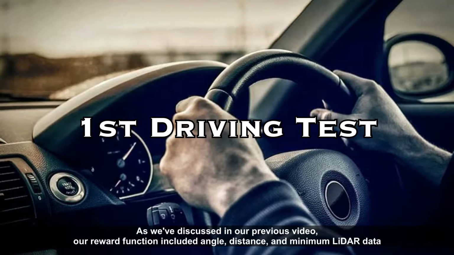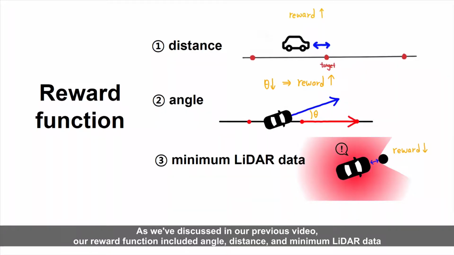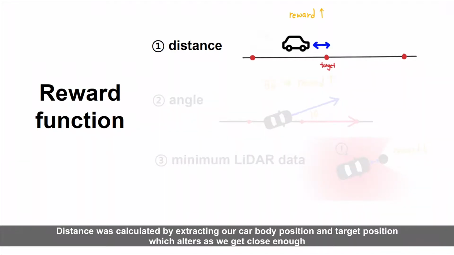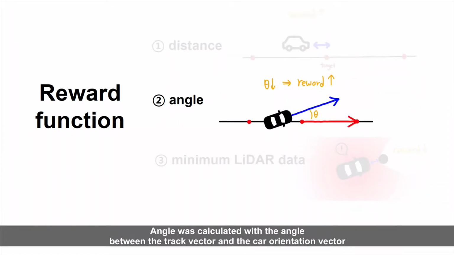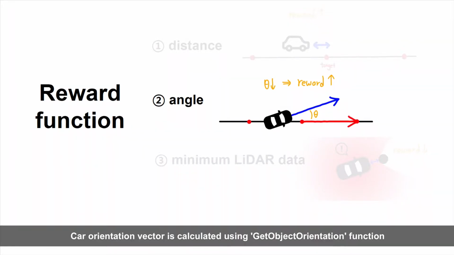As we've discussed in our previous video, our reward function included angle, distance, and minimum LiDAR data. Distance was calculated by extracting our car body position and target position, which alters as we get close enough. Angle was calculated with the angle between the track vector and the car orientation vector. Track vector is calculated by subtracting next target position from current target position. Car orientation vector is calculated using getObjectOrientation function.